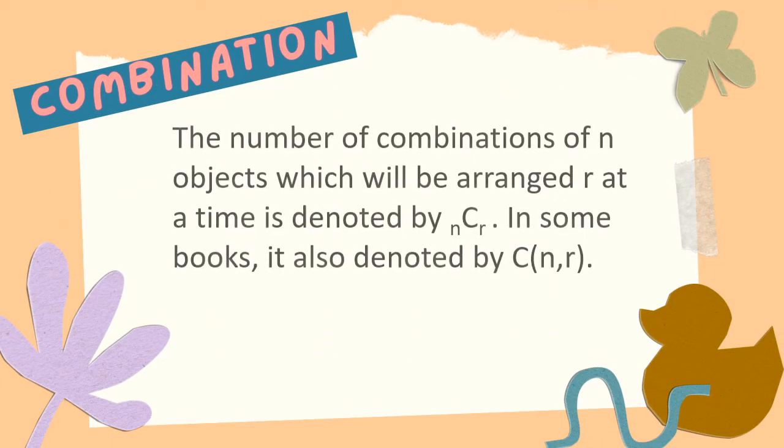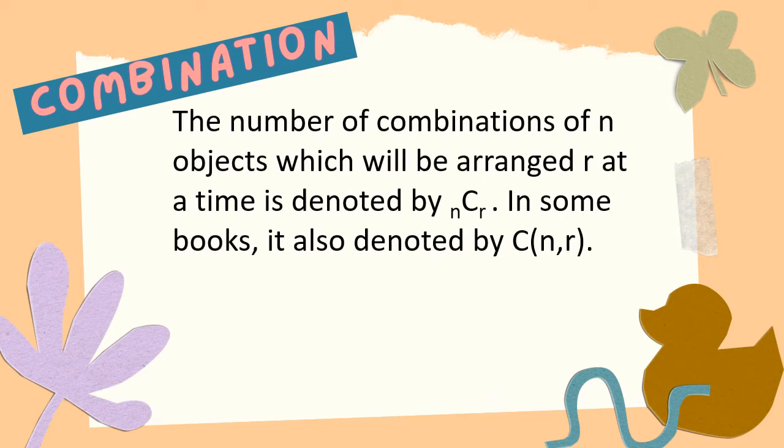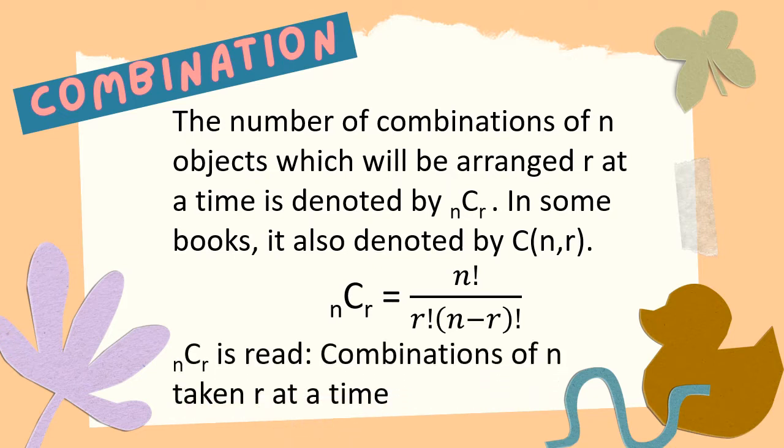Moving forward, the number of combinations of n objects taken r at a time is denoted by nCr. In some books, it is also denoted by C(n, r). Here is the formula. nCr, read as combinations of n taken r at a time, is equal to n factorial divided by r factorial multiplied by the factorial of the difference of n and r. Let's have examples of combination para mas maintindihan natin.